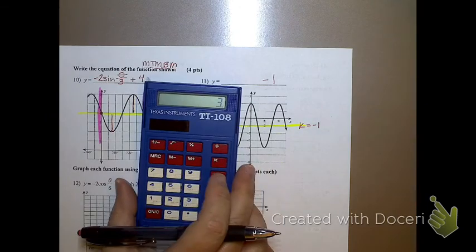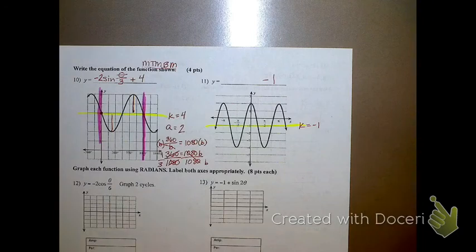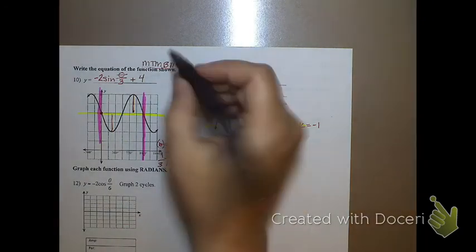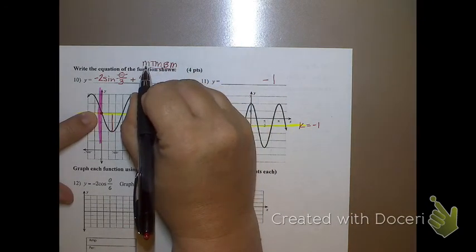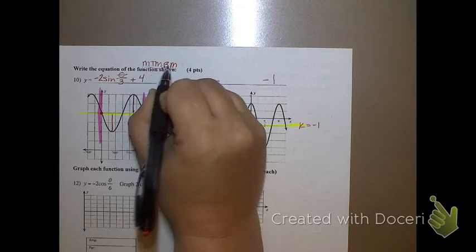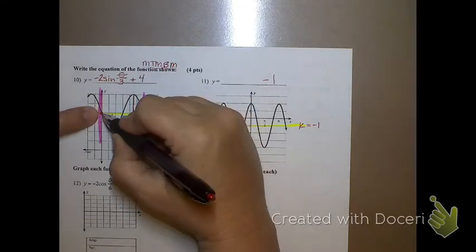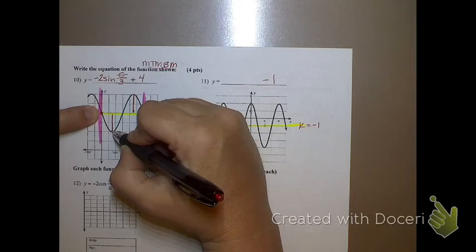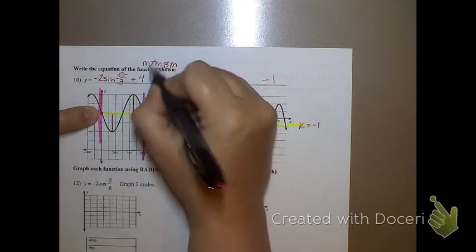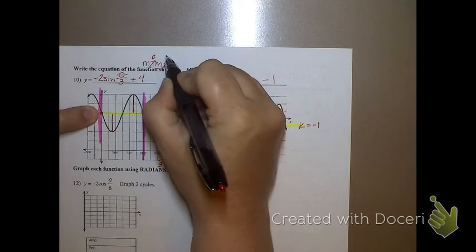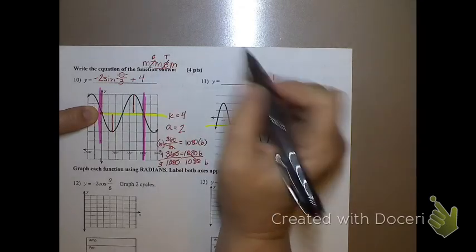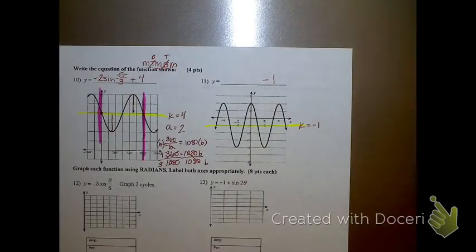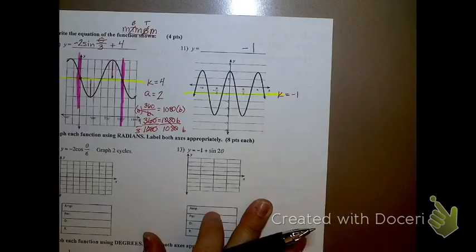Okay? Yes? How did you get a negative amplitude? How did I get a negative amplitude? Because my sine pattern is middle, top, middle, bottom, middle. But I notice here that it went middle, bottom, middle, top, middle. So it's not following that pattern. It's flipping the T's and the B's, which means that my amplitude has to have a negative in front of it.